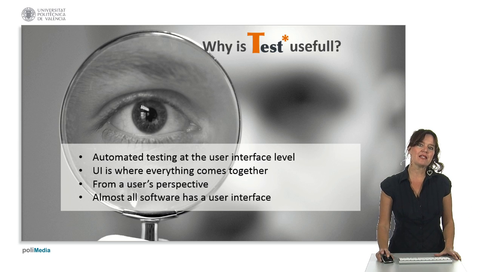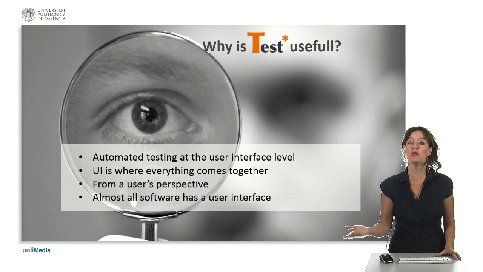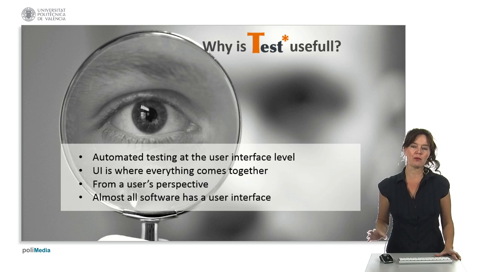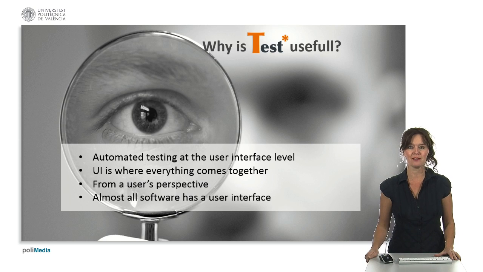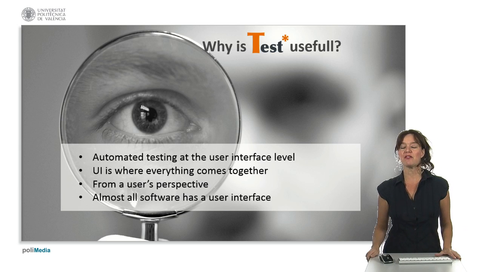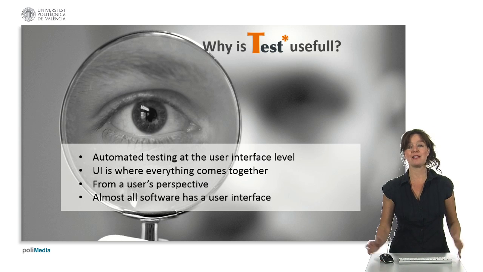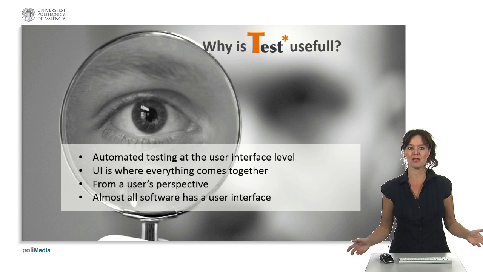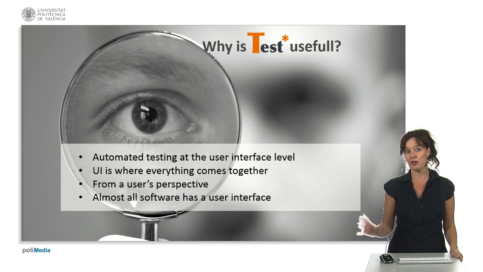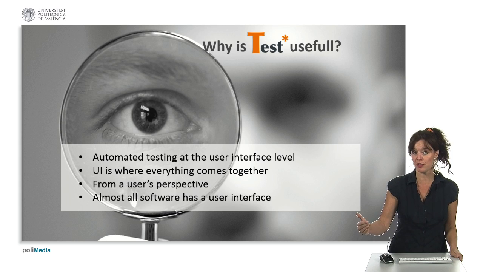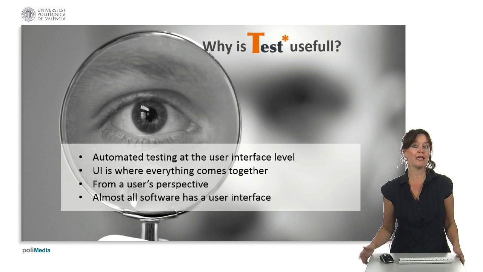The second reason is that the user interface is what the users of your application see, and it's what they use. So any fault that arises at the user interface level is important because that's what your clients find. So testing at the user interface level tests your application from the user perspective. Another reason why it's useful is that most applications have user interfaces: computers, tablets, smartphones, and so all applications have a user interface that the user uses to operate your application.